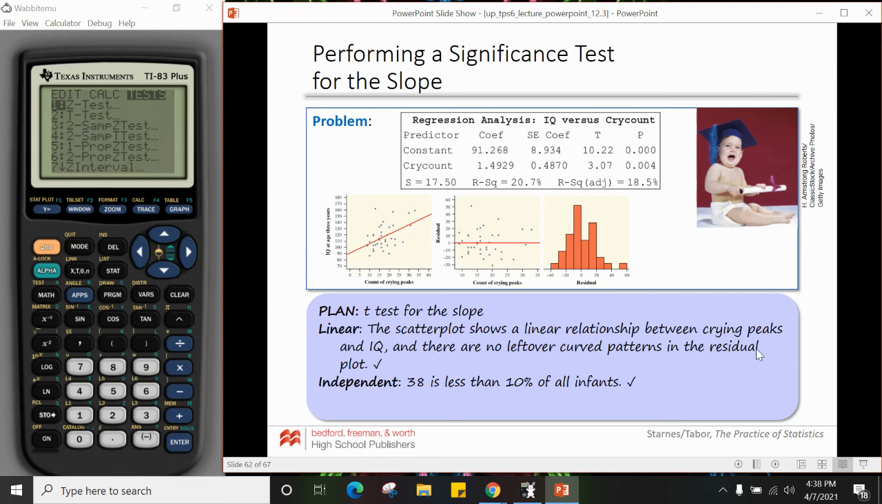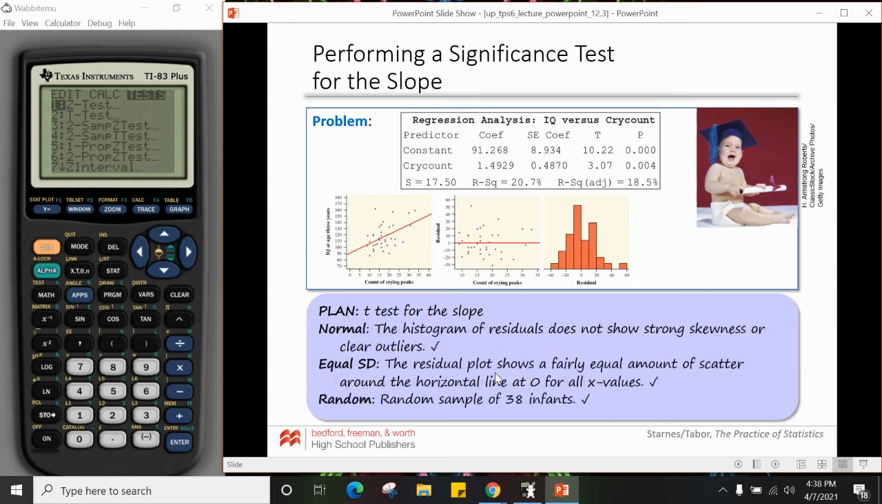In the plan, we're doing a t-test for the slope, and then we've got to check our 5 conditions. Linear: the residuals seem pretty random, so we're good there. Independent: 38 is less than 10% of all infants, so this is certainly independent. For normal, the residual histogram looks approximately normal, or really doesn't show any strong skewness or outliers. It's probably what I should have said earlier too: it doesn't have to look normal. It will probably be normal, if not just symmetric, but the main thing you're looking for is that it doesn't show strong skewness or outliers.